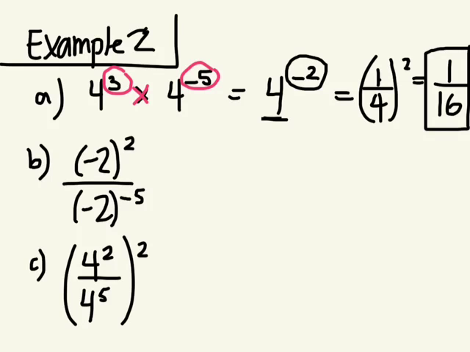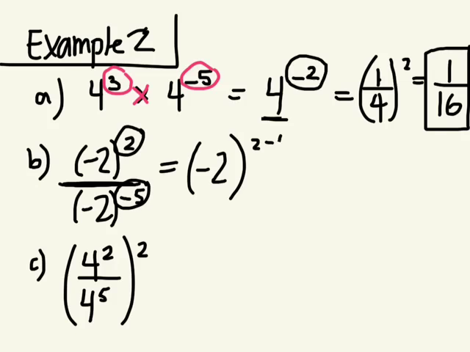Negative 2 to the power of 2 divided by negative 2 to the power of negative 5. What do you do when you divide powers with the same base? Subtract the exponents. So write the base. What is 2 take away a negative 5? It becomes 2 plus 5, right? So the base is negative 2, and the exponent, when I subtract, becomes positive 7. That's it. What's negative 2 to the power of 7?